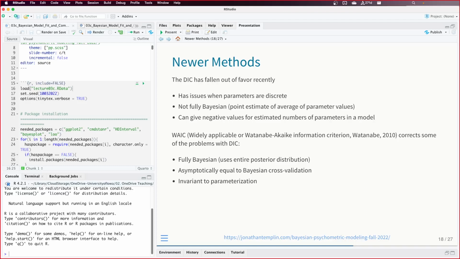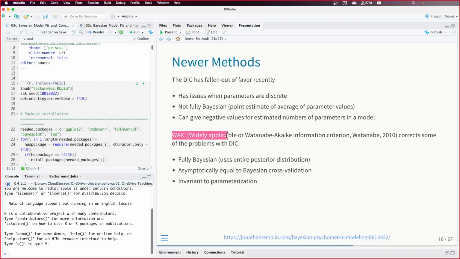How do we know our models are at least somewhat worthy to discuss? All right. So recently, DIC was sort of the first out of the gate, and even when it started to be used, people knew there were problems with it. I mentioned these problems at the end of the last class.